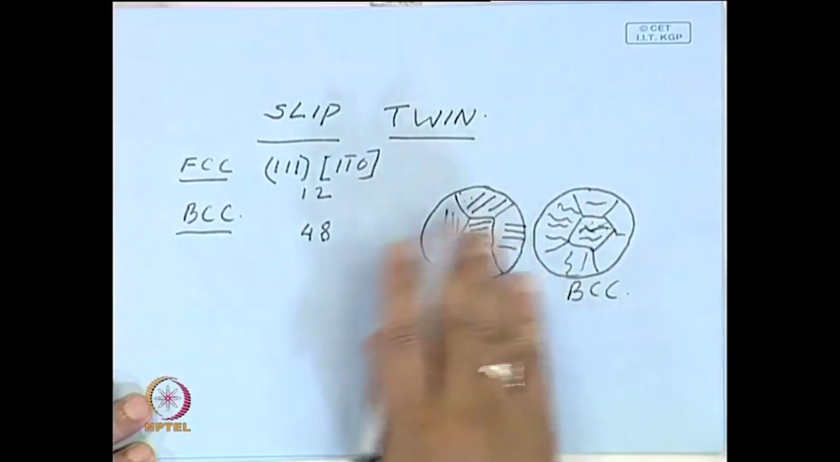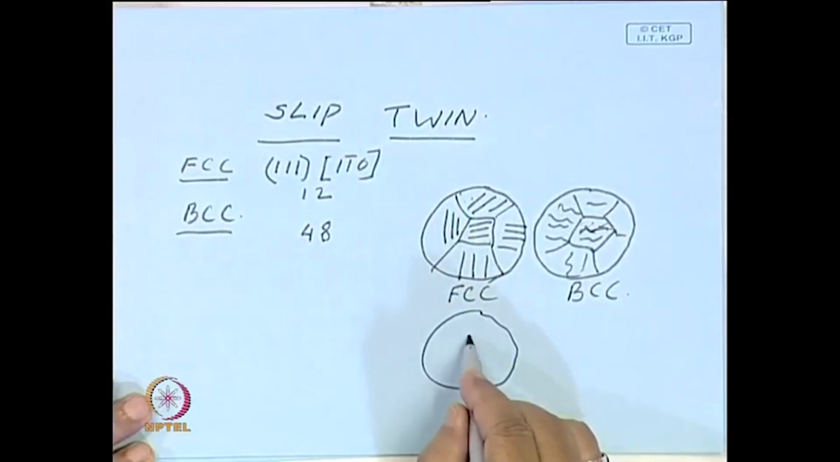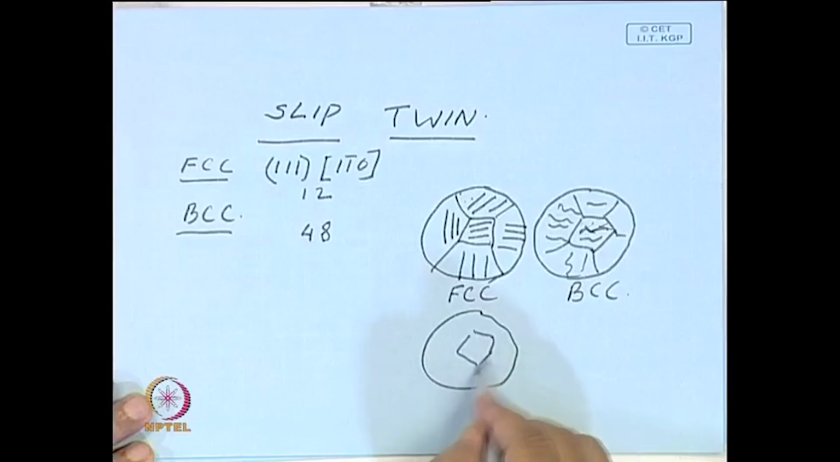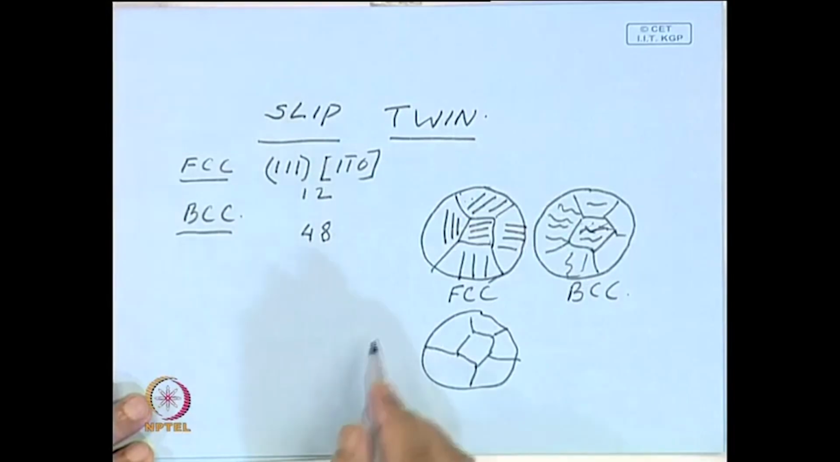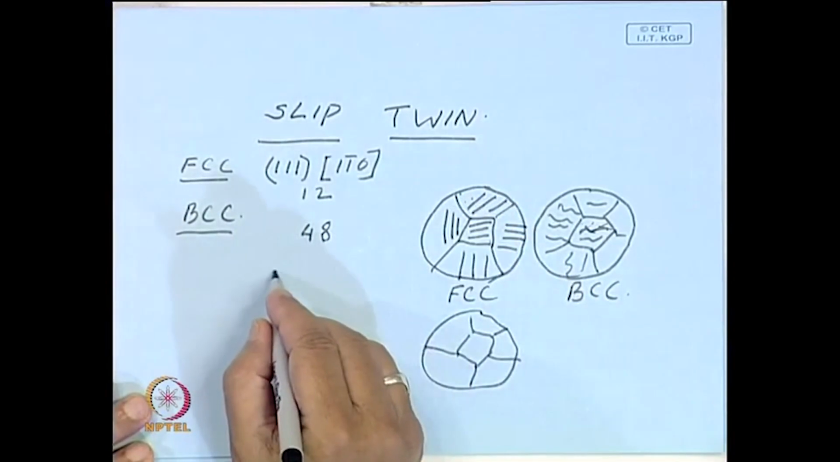the orientation is same. So, if you polish it, the lines will disappear, it will look like this, the lines will not be there. Whereas, in case of twin, there is a change in orientation.